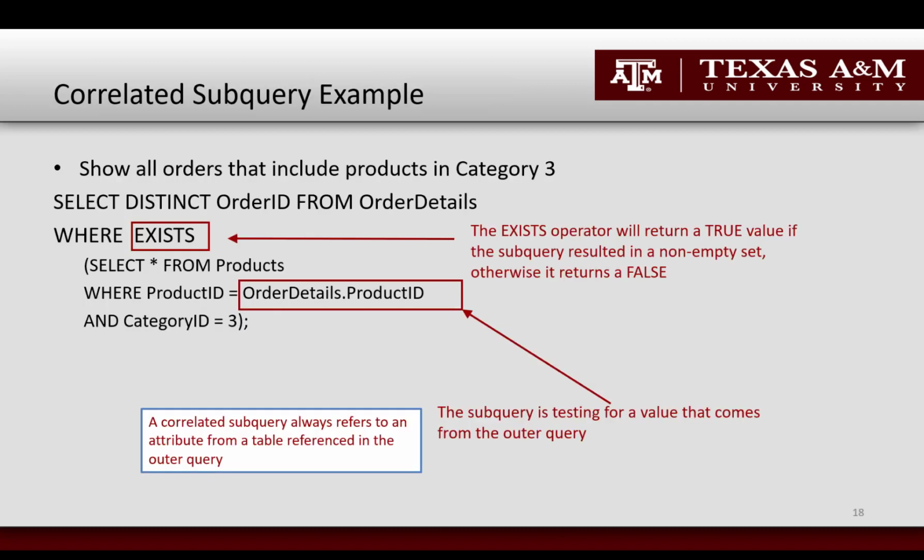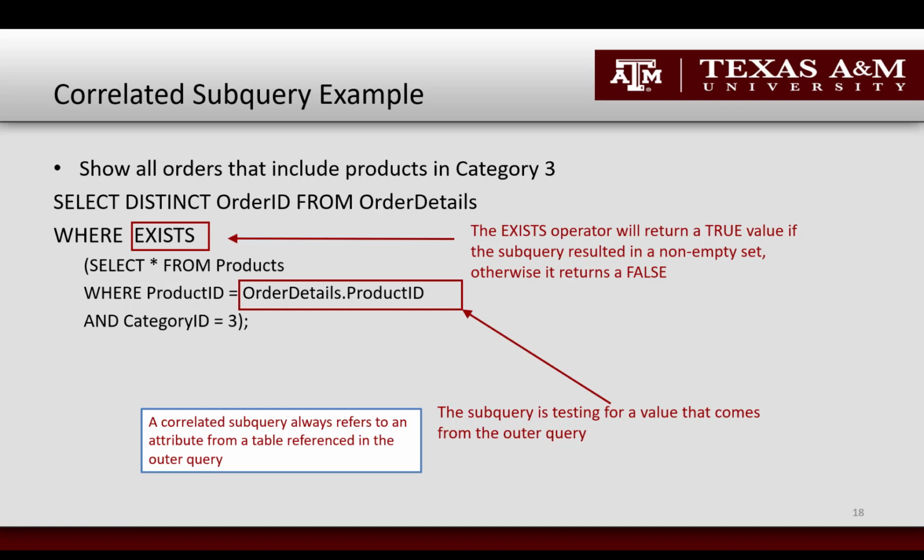In this subquery example, we're selecting individual order IDs from our order details table, and we're checking to see where something exists. Specifically, the subquery is selecting everything from the products table where the product ID is equal to the product ID from our order details table.